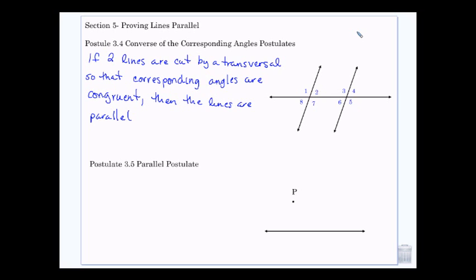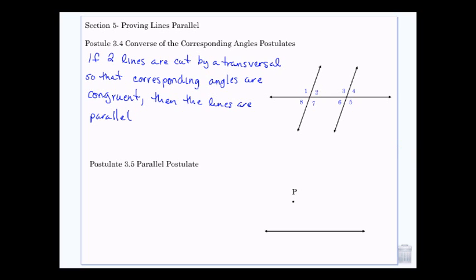What we have now is, if you have two lines that are cut by a transversal and the corresponding angles are congruent, then that means the lines have to be parallel. So before we had parallel lines give us congruent angles, now we have congruent angles give us parallel lines. So it's just going in the opposite direction.